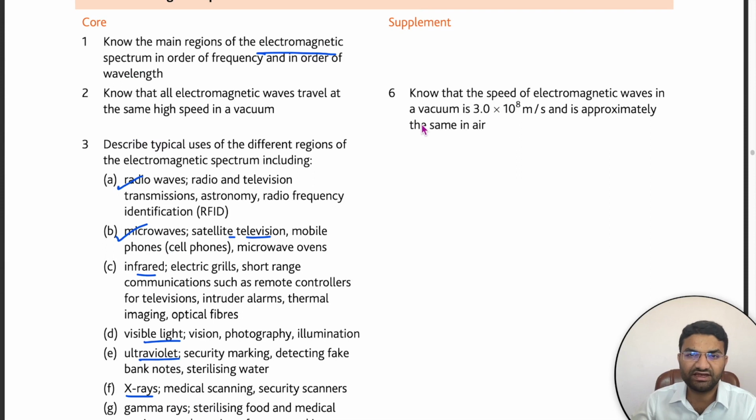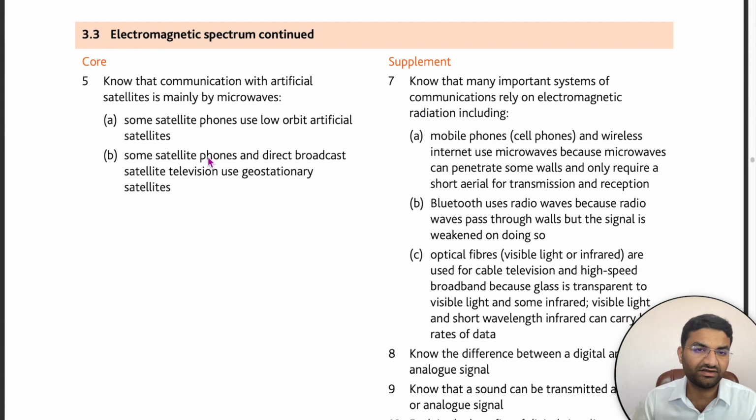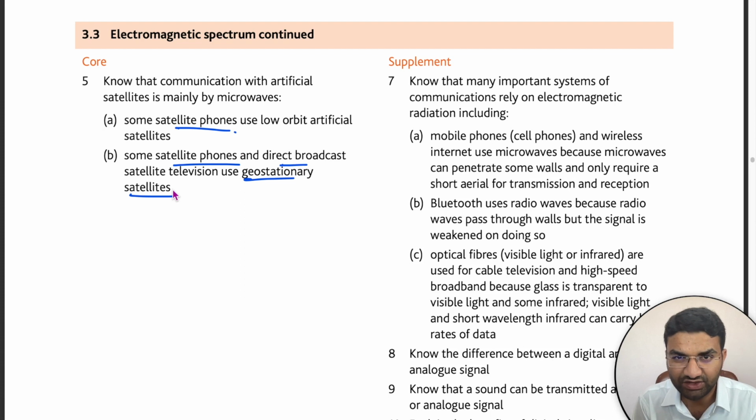For an extended student, you have some questions on the speed of electromagnetic waves in a vacuum, which is 3 times 10 raised to 8 meters per second. In the electromagnetic spectrum, you have the satellite phone and their applicability. What is a geostationary satellite and how can we use them? For an extended student, you have a little bit more in-depth knowledge here, and it's very interesting actually.